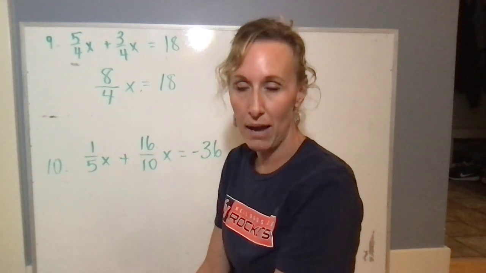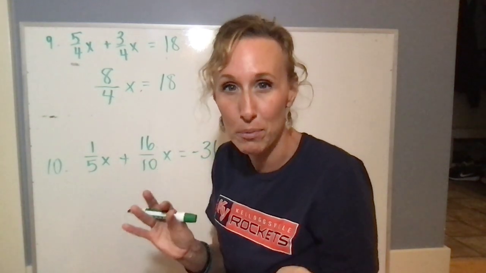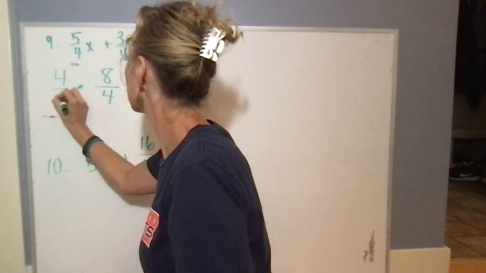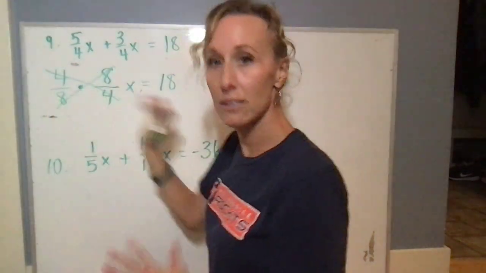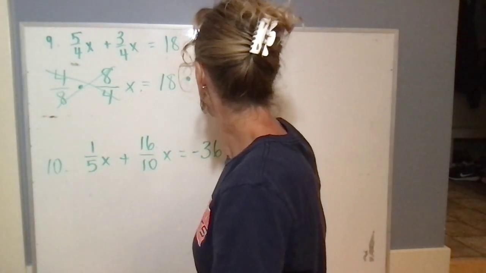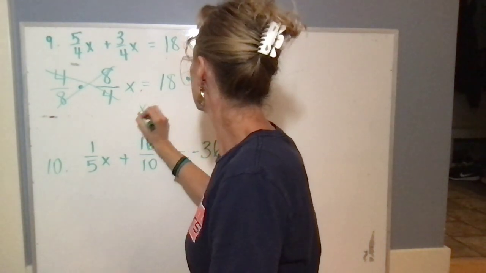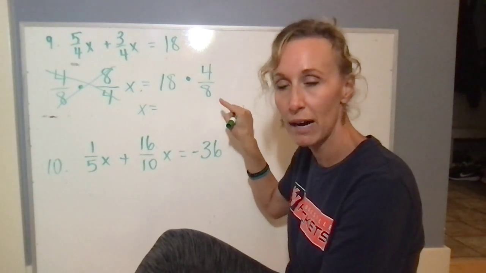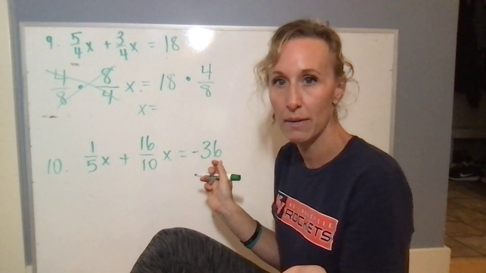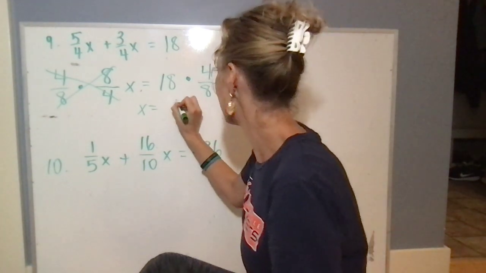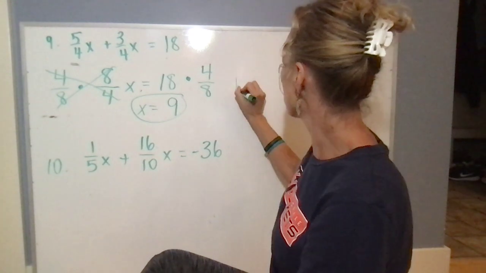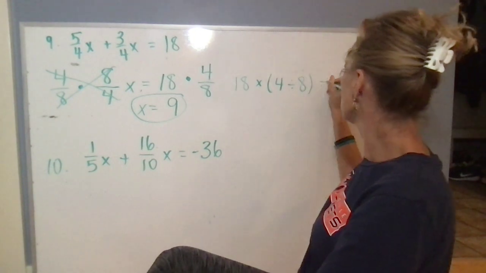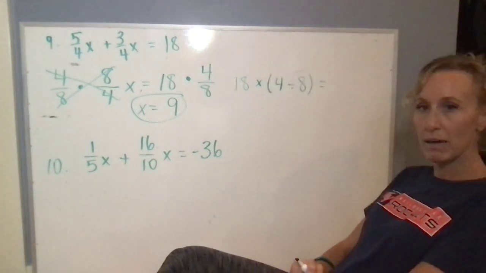So what do we do when we have a fraction at the end? We multiply by the reciprocal, all right? So the reciprocal would be to multiply by 4/8. That cancels and cancels, right? So we're going to multiply this by 4/8. Go ahead and do that in your calculator. Type in 18 times parenthesis 4 divided by 8 equals, and what do you get? Do you get 9? You should get 9. If you didn't, what you typed is 18 times parenthesis 4 divided by 8 equals, and that should give you 9.